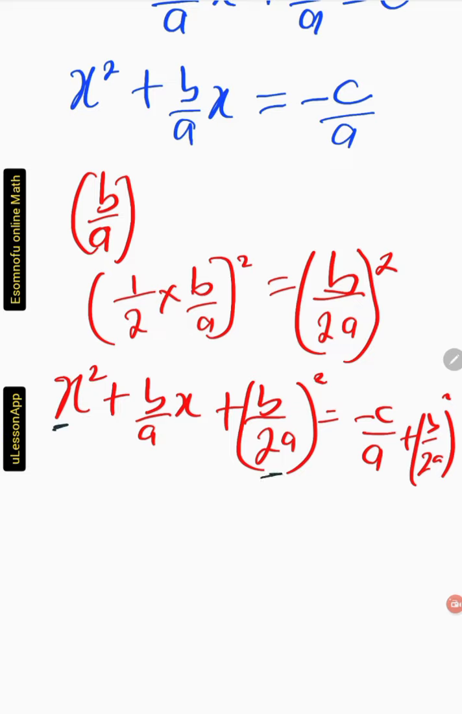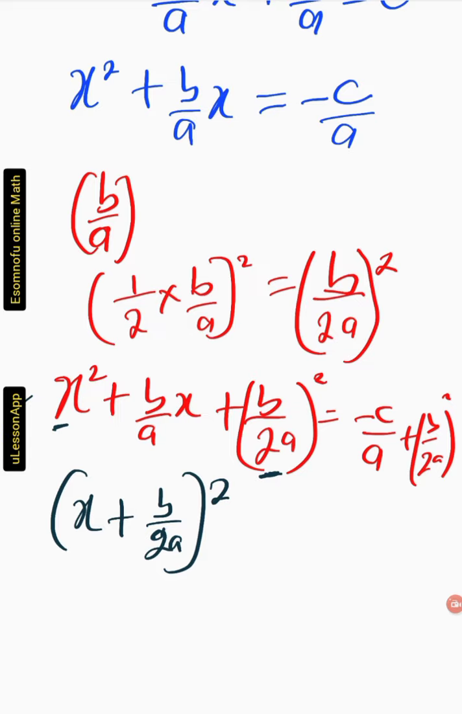These terms that have the power of 2, just factorize them as x plus b over 2a, all squared. Don't mind the middle term, because the expansion of this particular expression gives you back the former, which is x squared plus bx over a plus b over 2a all squared. That is the essence of adding b over 2a to both sides so that it becomes a perfect square. And once it's a perfect square, this expression becomes its factorized form.